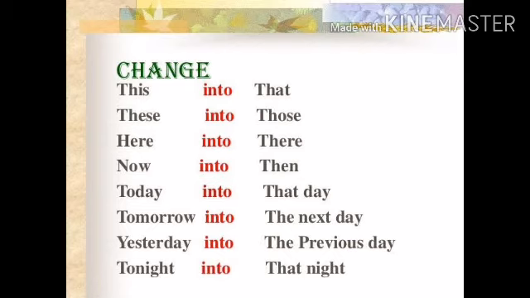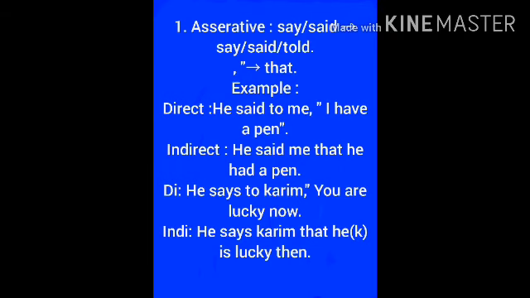Then rule number one, assertive sentence. In an assertive sentence, if you see say or said, it will be turned into say or said or told. Comma and inverted commas are taken out. Example, direct: He said to me, "I have a pen." "He said to me" is the reporting verb, and "I have a pen" is the reported speech.